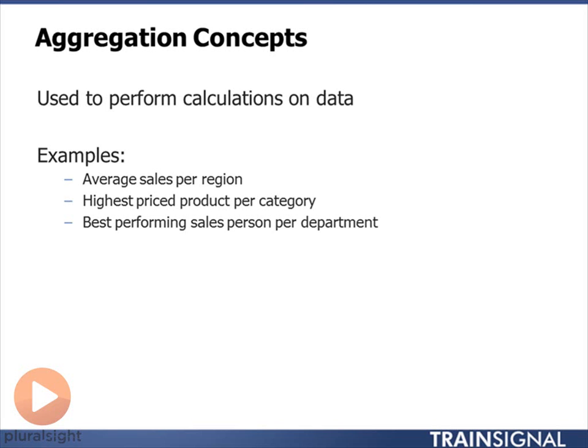So for example, I might be looking for the average sales per region, maybe broken down based on region. Maybe I'm looking for the highest priced product inside of each category, or I'm looking for the best performing salesperson, maybe per department or per sales territory or something like that. And those are the types of queries that I'm going to be able to execute because of aggregates.